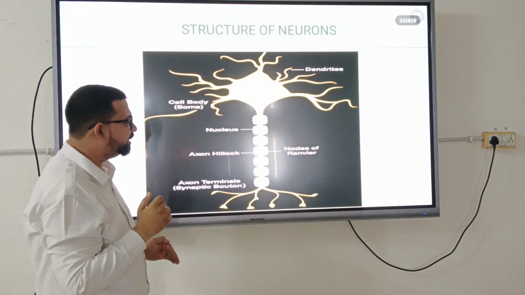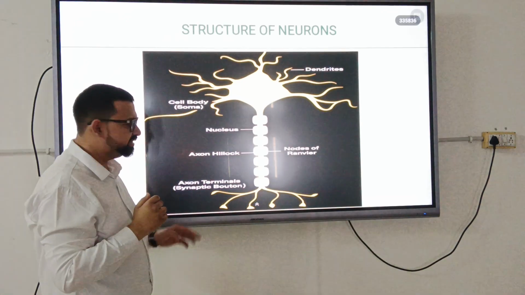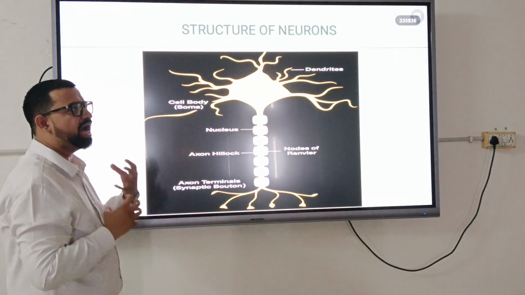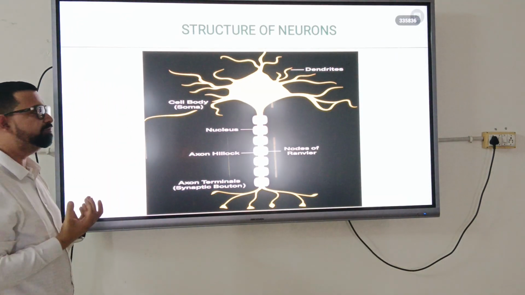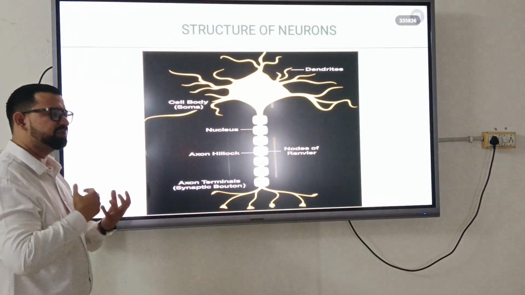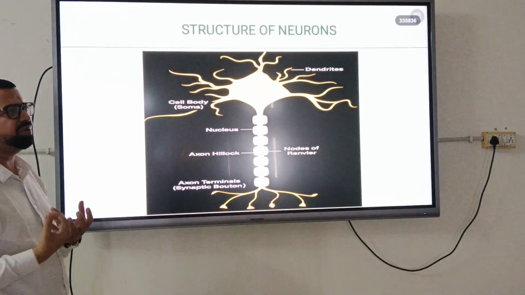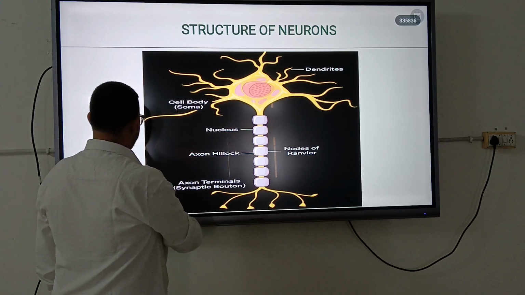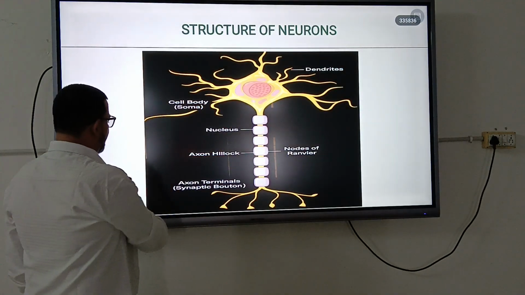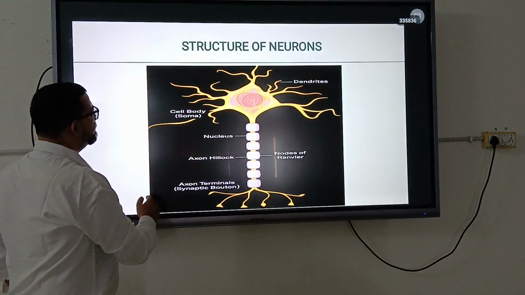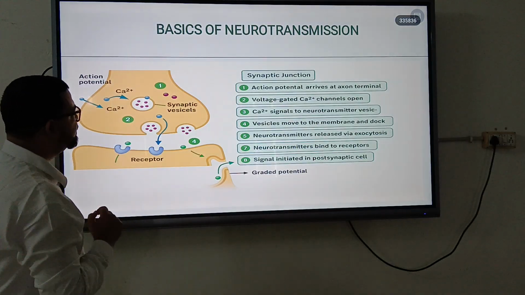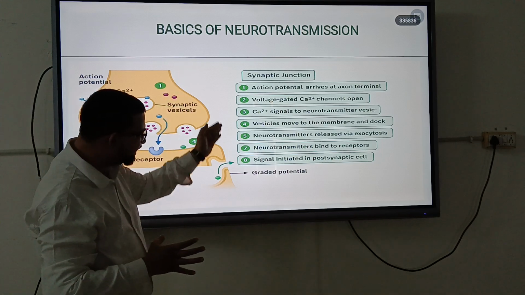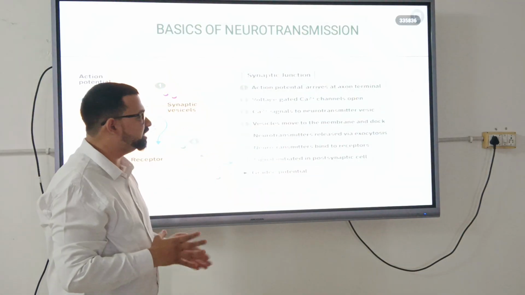In the synaptic button, there are certain things we call neurotransmitters, and these neurotransmitters are the main component in transferring a signal from one point to another. We are going to look into it. If we look at the basics of neurotransmission, there are basically eight steps.